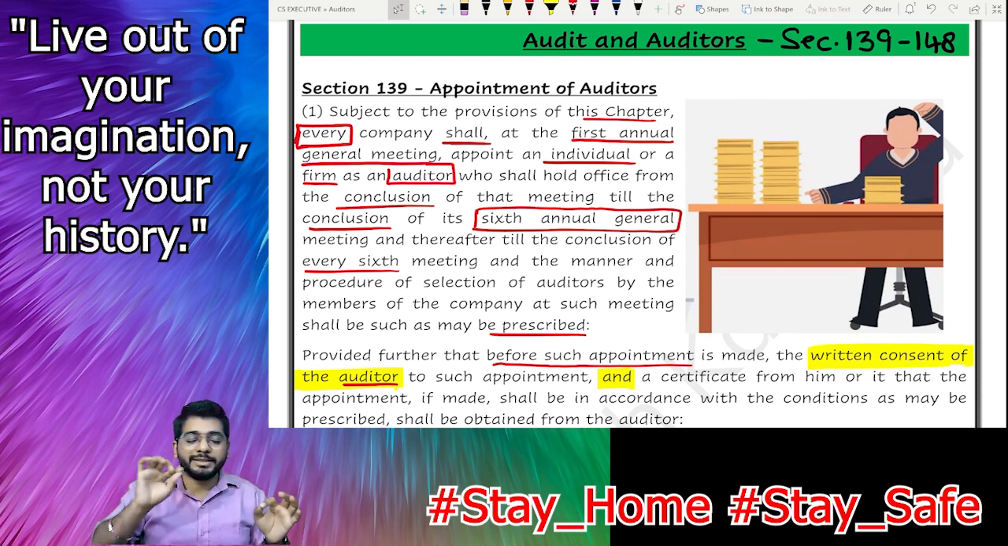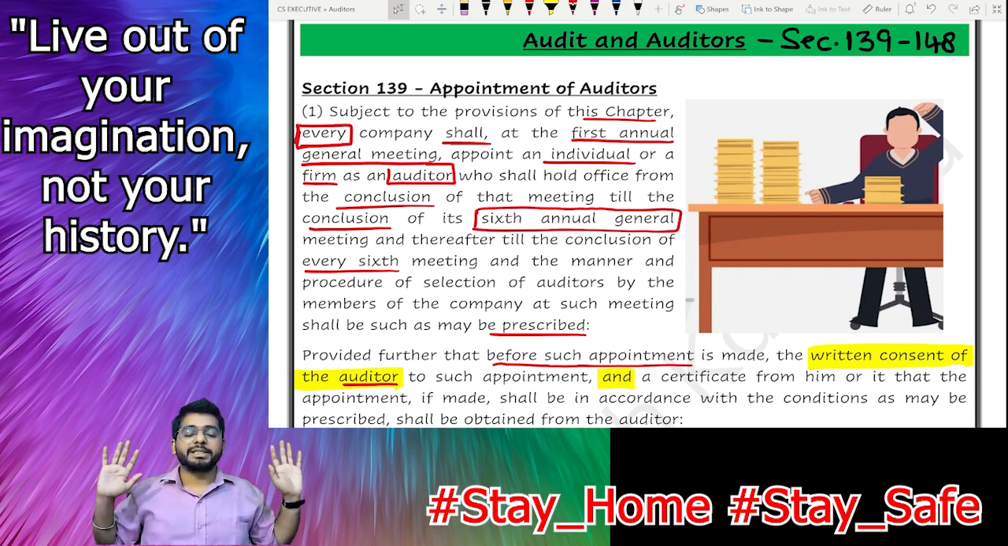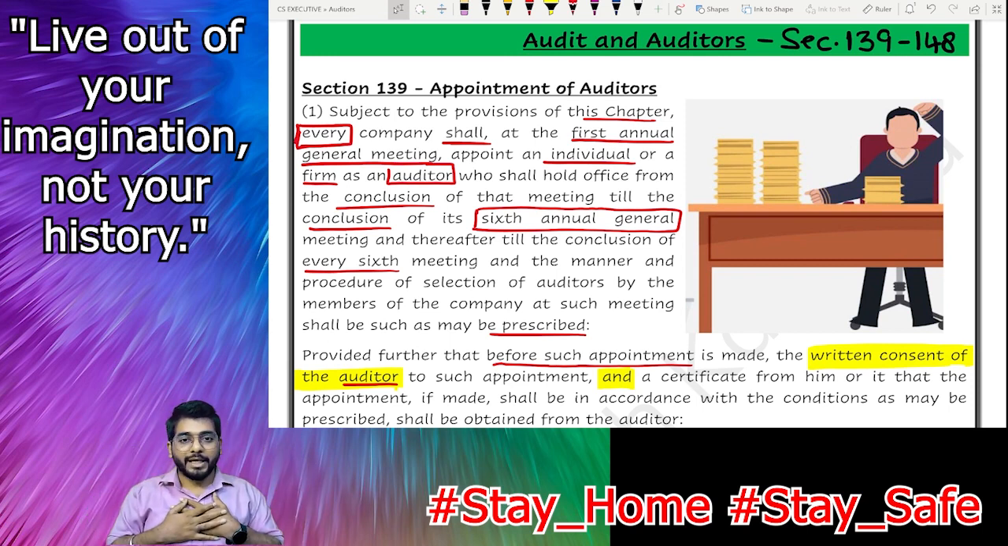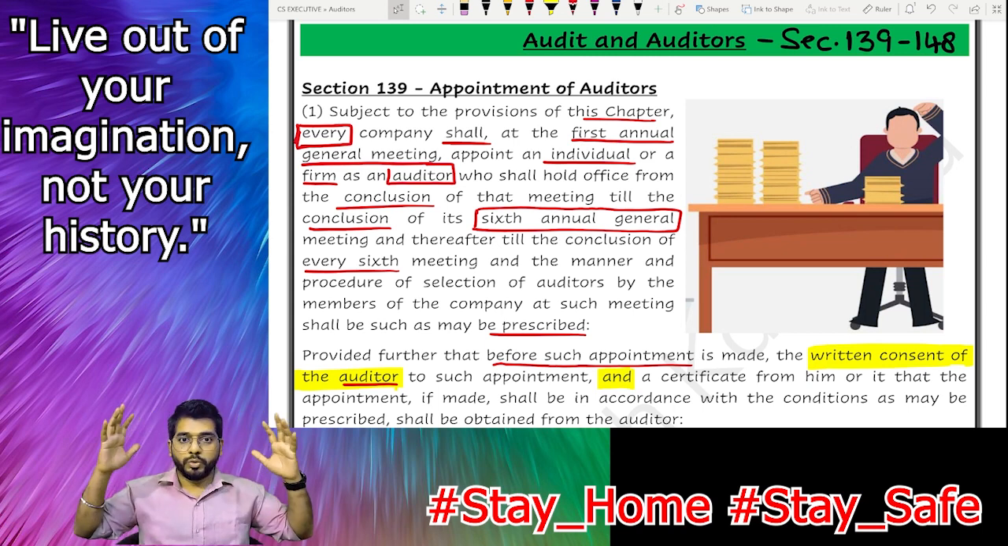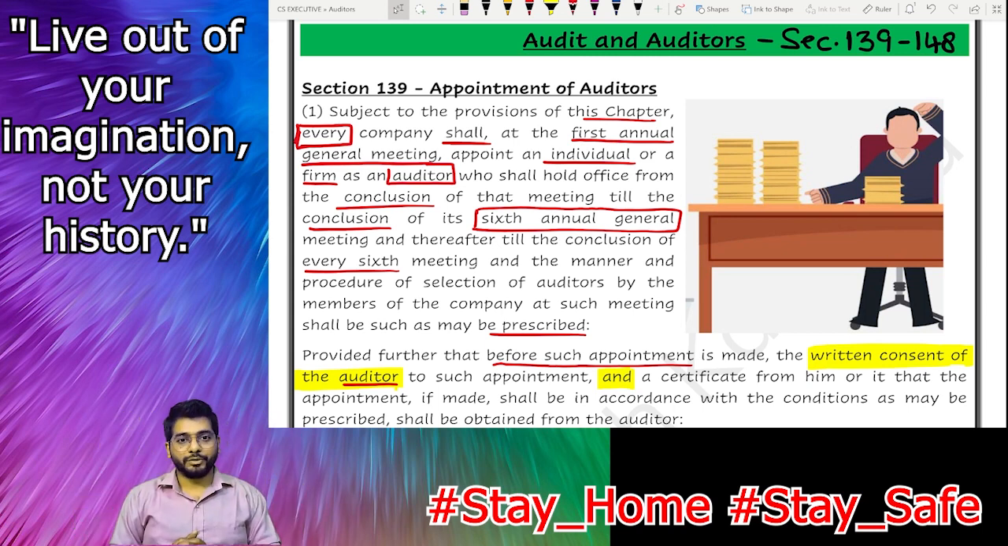Only the pointers are given over here, that these are the rights that the auditor has after being appointed as auditors. On top of it, we also said that if a casual vacancy is created because of death or removal or resignation, in that case, who will fill the casual vacancy? In case of a normal company also, and in case of a government company also. So many things we have already seen over here.